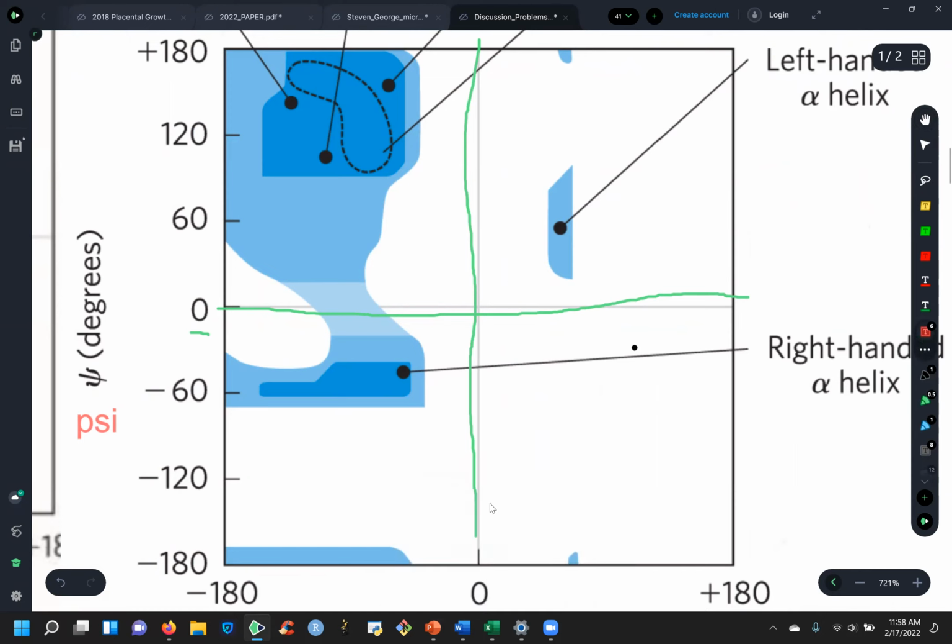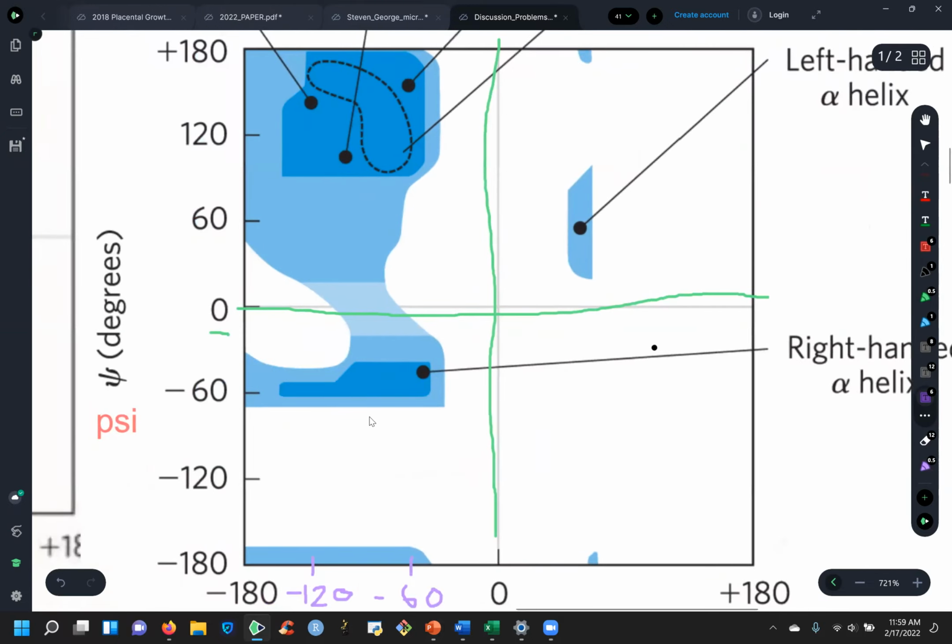Because this is 0 right here. So let me try to draw the axes. Purple. Okay. So like we'll break this down into like 3. So this is like minus 60 maybe about. And then the other one is like minus 120 about. Yeah, you guys agree? Okay. So then if we look at the coordinates for this right-handed alpha helix, it looks like it's minus 60 and minus 60. Yeah.